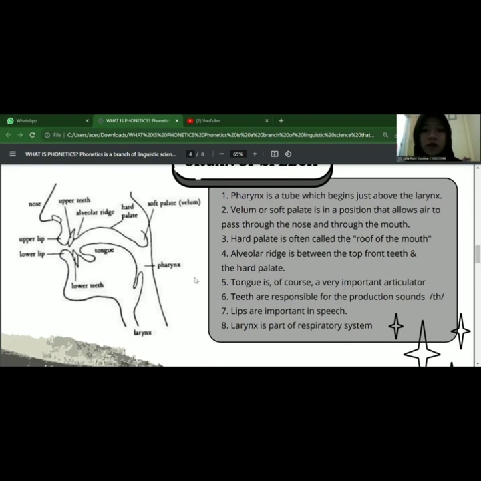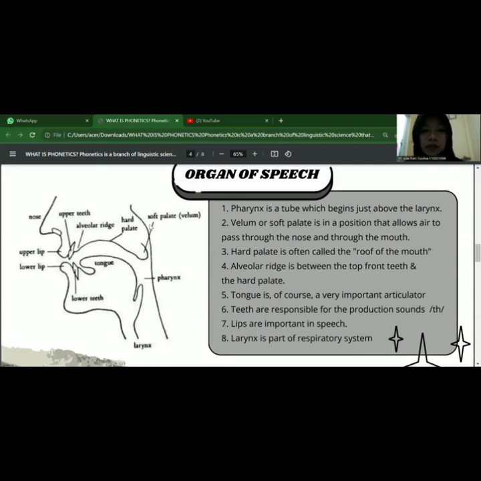And the second one is the velum or soft palate. You can see this. It is in a position that allows air to pass through the nose and through the mouth. So we can conclude that no matter which way you want to breathe, you will pass the soft palate. Whenever you breathe from your nose like this, you will pass this, and whenever you breathe from your mouth like this, you will pass this.